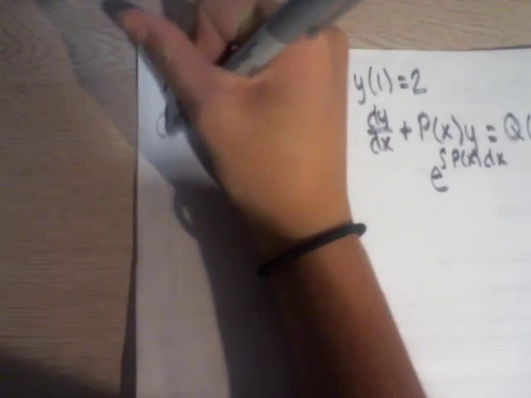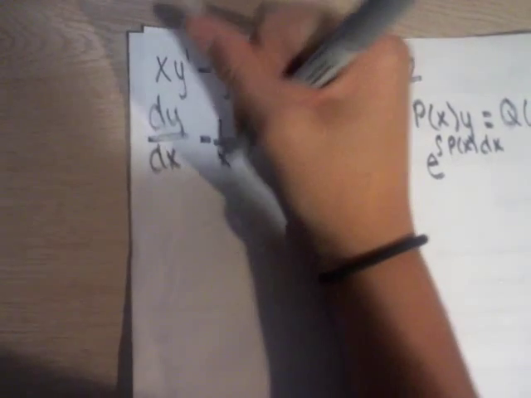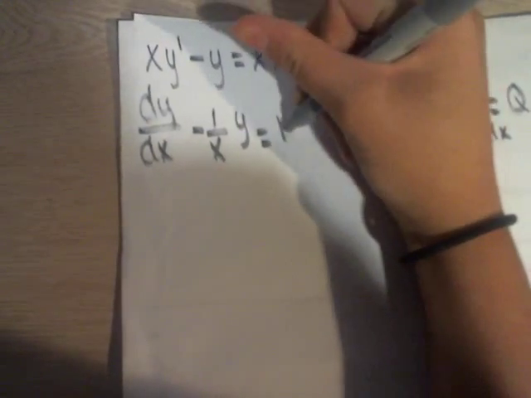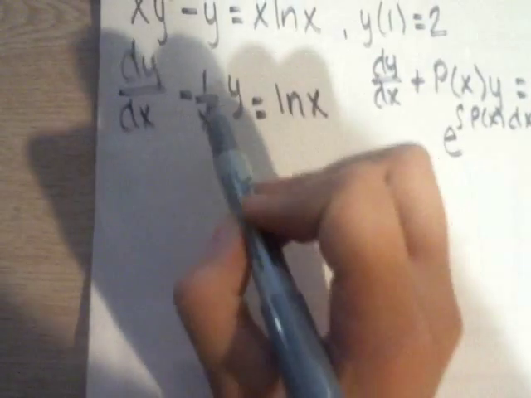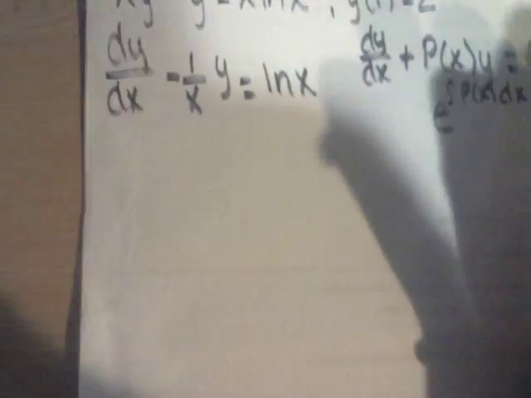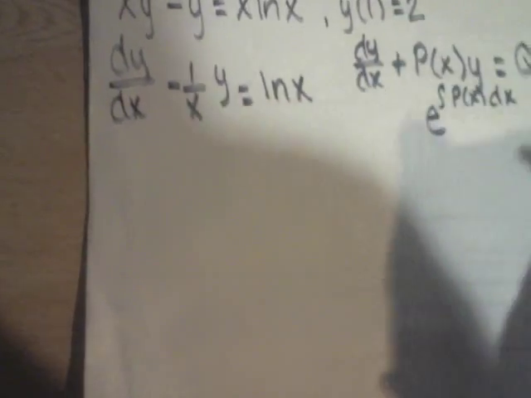We get dy dx minus 1 over x times y equals, this x will cancel out, and we will just be left with ln of x. Now we are in our standard form of equation. We have our dy over dx right here. We have a function of x here times y, and we have another function of x on the other side of the equation. Now we are able to use our integrating factor.